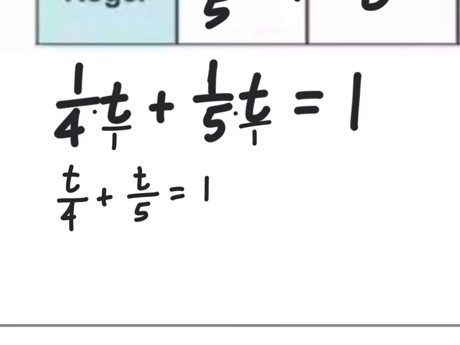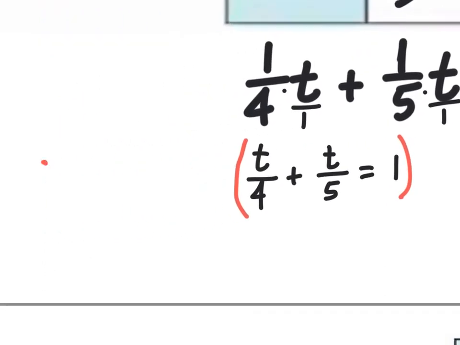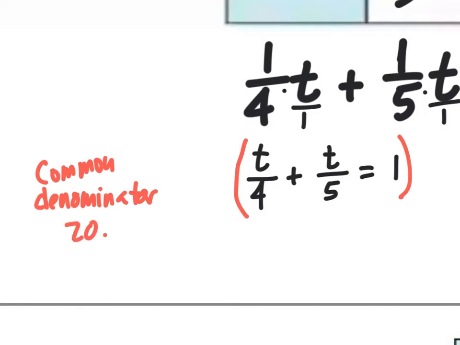Okay, now there are a number of ways you can solve this, but I'm going to try and give you guys the easiest way. I'm going to multiply this equation by the common denominator. And the common denominator is 20, okay? I got that by taking 4 times 5, and that's always going to work.